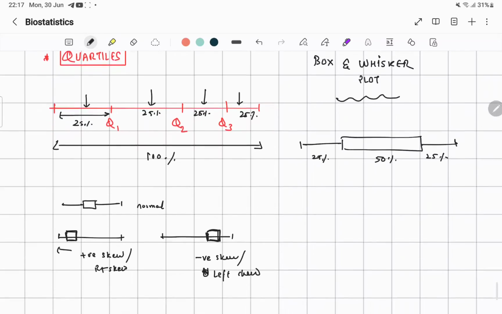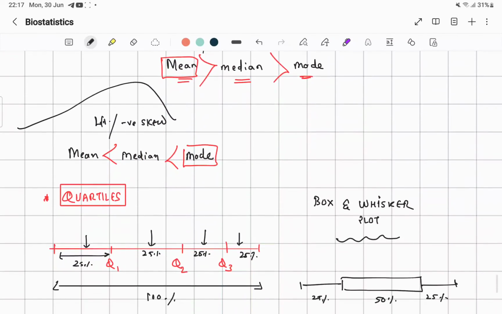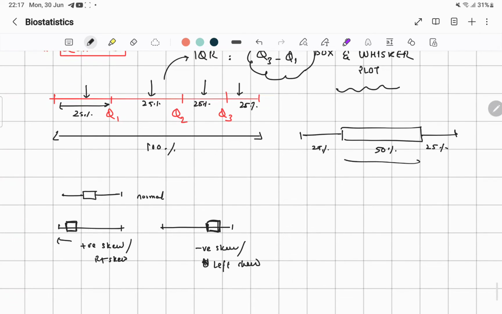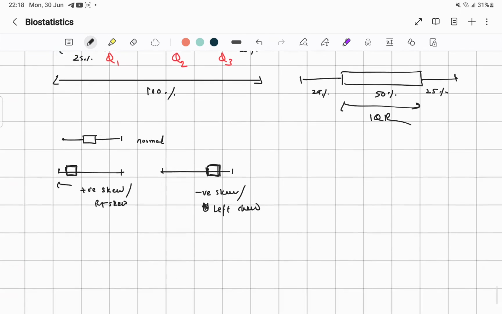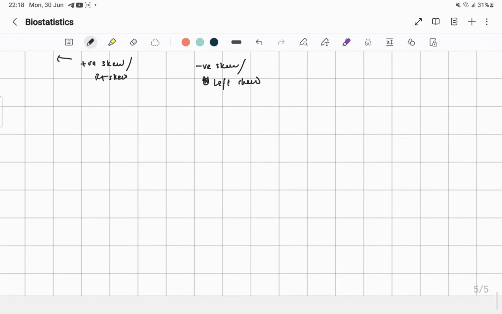Here we define a thing in the quartiles. I forgot to tell you, this is the interquartile range. IQR is basically Q3 minus Q1. Here the box is representing the IQR. Now we'll have a discussion on the sampling methods.